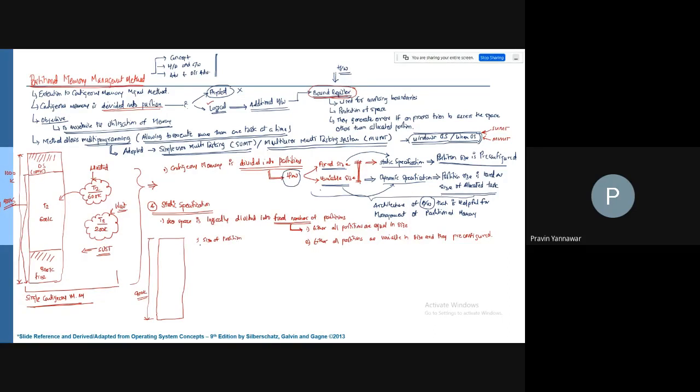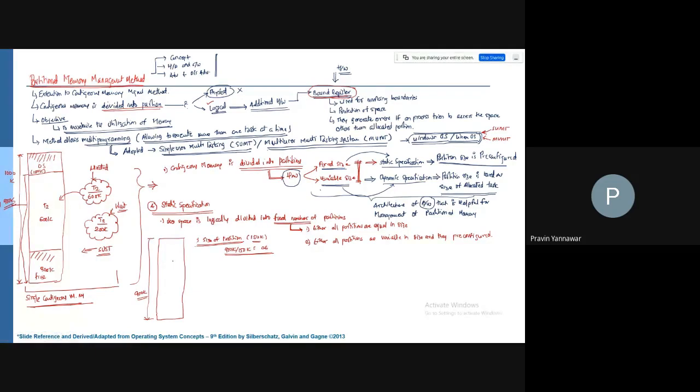If I want to make all partitions of equal size, then I need to decide the size of the partition. Say I decided the size of the partition as 150k. Simple case: whatever the total available memory is, that is divided by the fixed size of the partition. So 900k divided by 150k gives me that I am going to have 6 partitions.